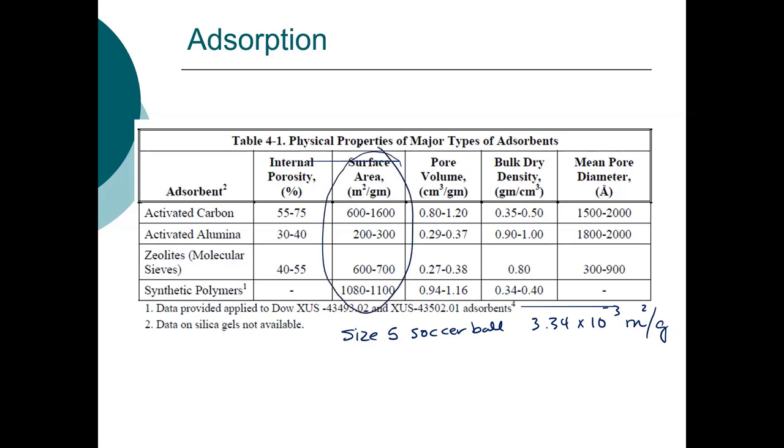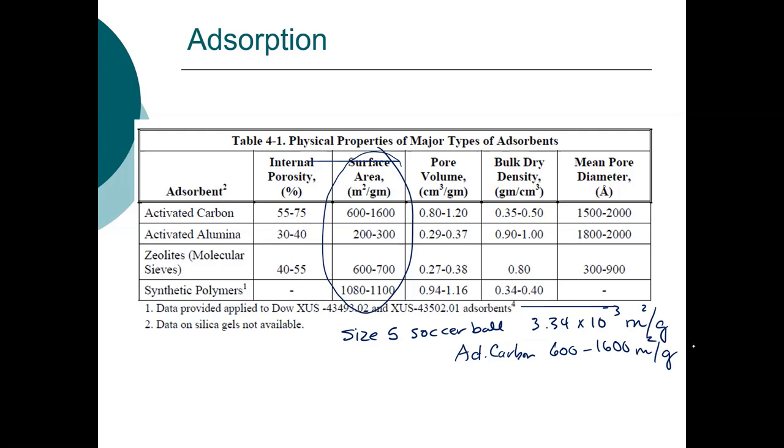Notice this. With activated carbon, we're looking at somewhere between 600 and 1600 meters squared per gram. We're talking 6 orders of magnitude greater surface area. Activated alumina has not quite as much surface area per gram. Synthetic polymers are typically around 1,000 to 1,100 meters squared per gram.